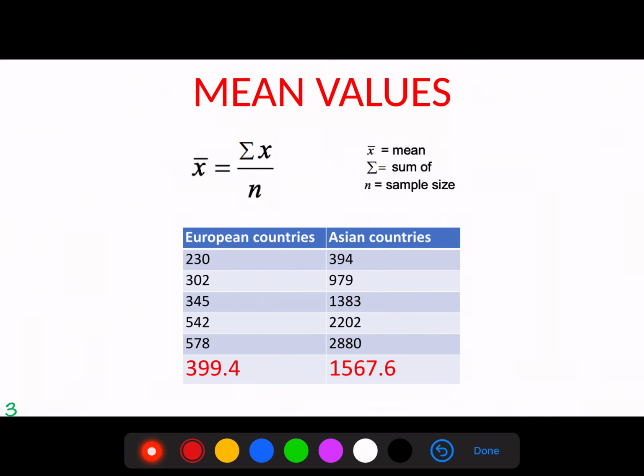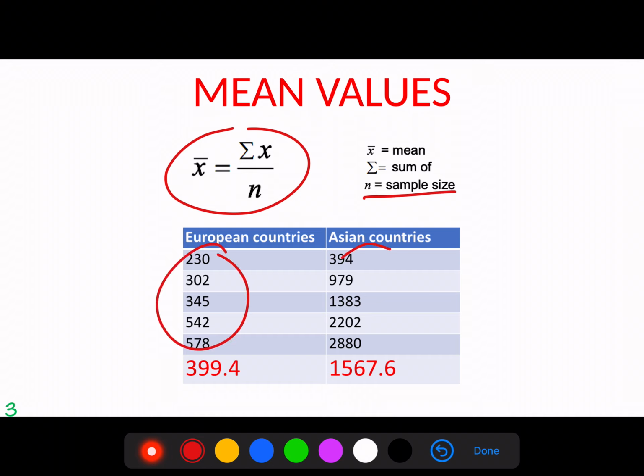So how do you calculate the mean? Well, that's easy. I'm sure that you don't need me to tell you that. But just to show you the formula, it's here. N is the sample size, which is 5, because we're calculating 2 means. We have 5 European countries and 5 Asian countries. So, of course, what you do is you add all those together and divide by 5. There's your mean.